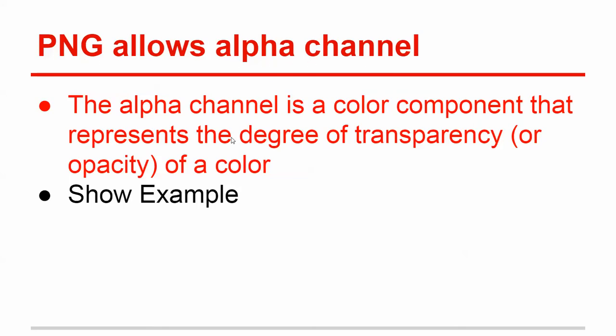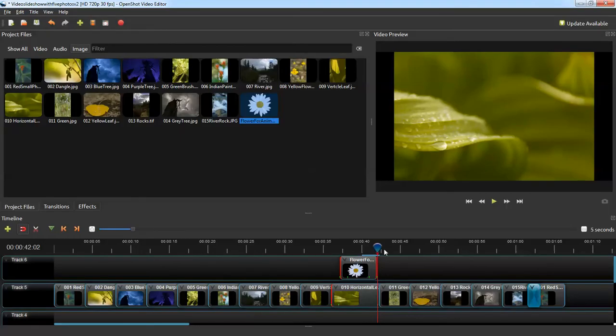What's an alpha channel? The alpha channel is a color component that represents the degree of transparency or opacity of a color. Basically, that means that we can make part of the picture transparent. Let's take a look at an example of what I'm talking about.